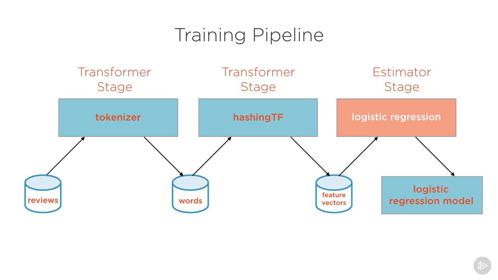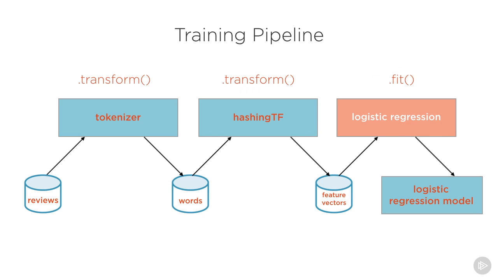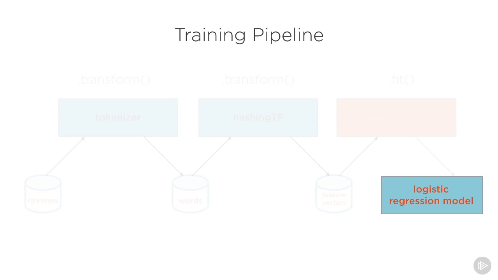These form all the stages in our training pipeline for sentiment analysis. Remember that the transformer stage calls the .transform method, and the estimator stage calls the .fit method. The end result of the training pipeline is a transformer, the logistic regression model that we use for prediction.